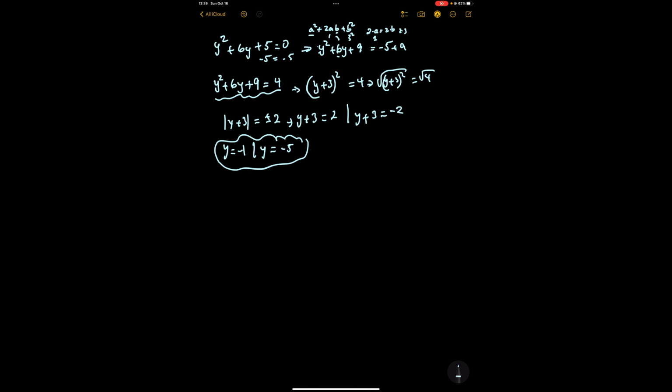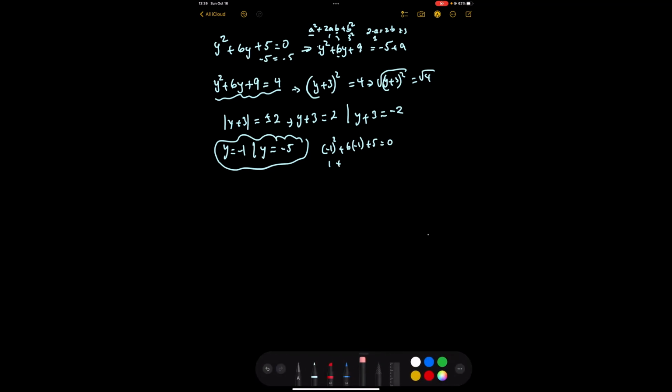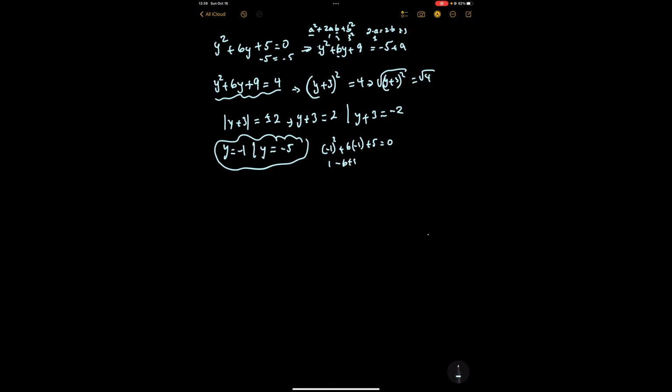Now let's prove it is right. If I put negative 1 into the formula, I would have negative 1 squared plus 6 times negative 1 plus 5 equal to 0. And what would that be? That would be 1, and 6 times negative 1 is negative 6, right? 1 minus 6 plus 5. Well, 1 plus 5 equals 6, minus 6 equals 0. So 0 equals 0. So y equals negative 1 is checked.